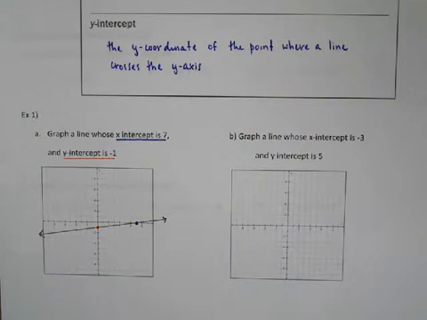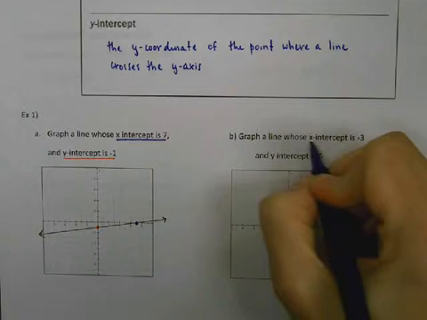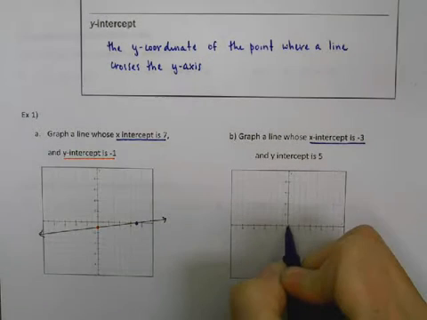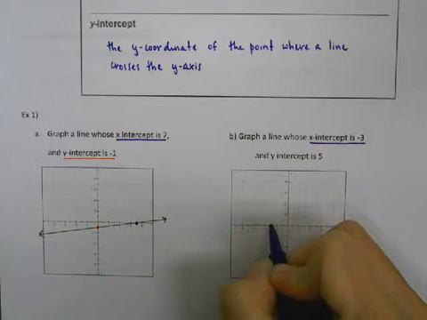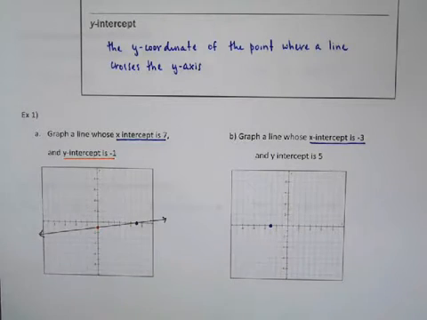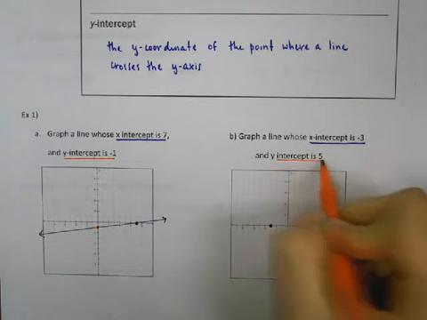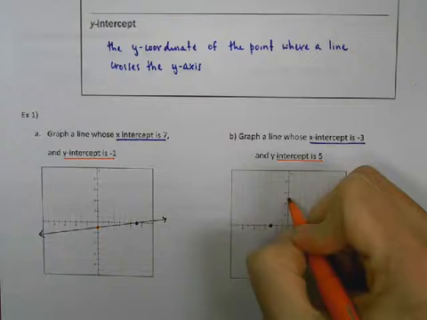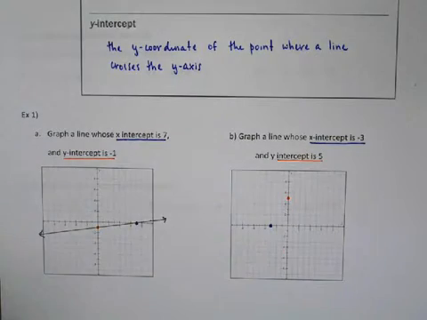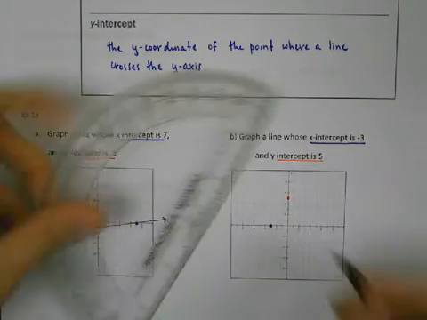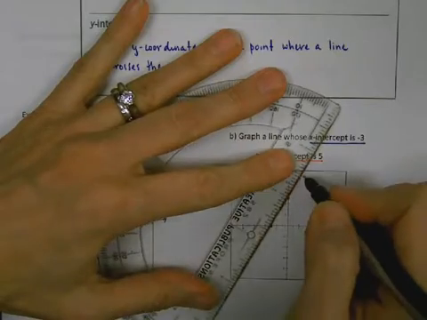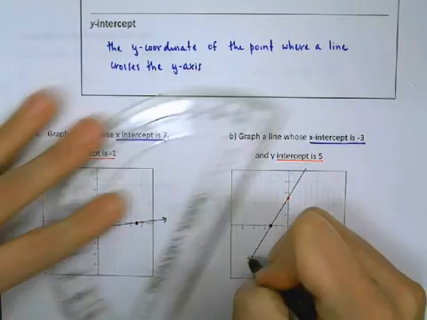Okay, now in this example, my x-intercept is -3, so I'm going to be careful to go to the left here where x is -3. My y-intercept is a +5, so I'm going to go up 5. And then again, I can use those 2 points to graph my line.